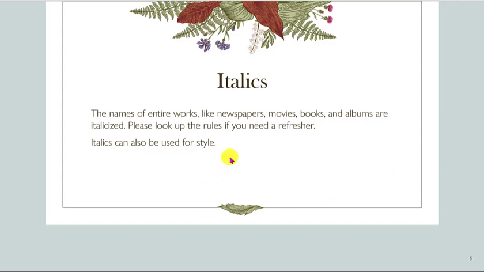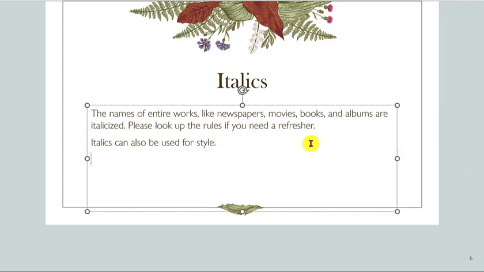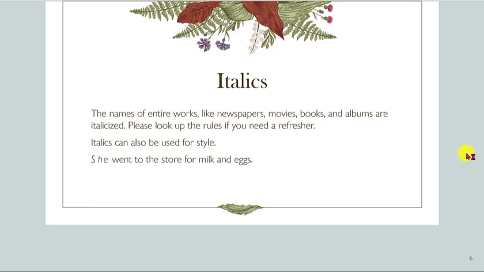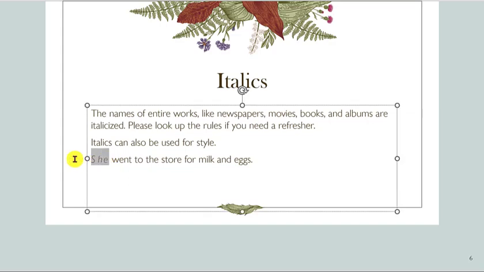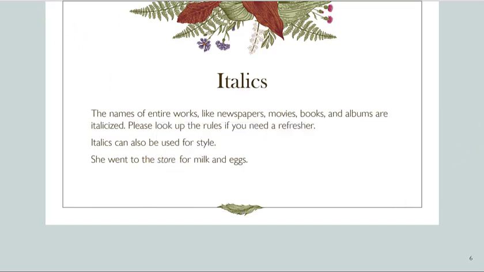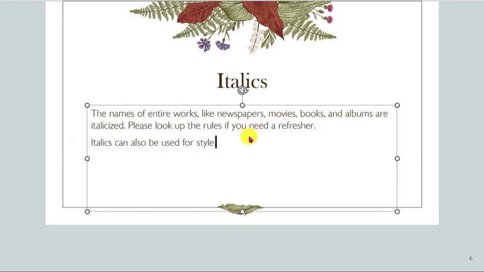Italics can also be used for style. For example, we can really change the meaning of a sentence by using some italics. So, the sentence: she went to the store for milk and eggs. We could italicize "she," and then it's like, she went to the store for milk and eggs, as opposed to maybe somebody else that's in the writing. We could instead italicize "store" to add some emphasis. She went to the store for milk and eggs. She didn't go to the chicken coop and the cow barn. So you see what I mean by using italics for style. You can use it to add emphasis.